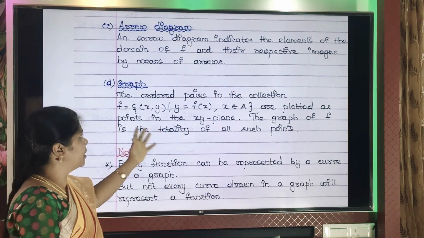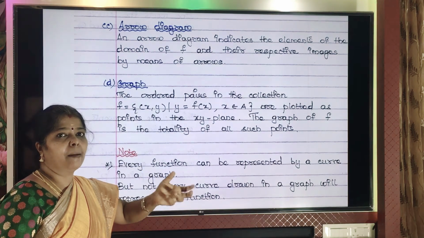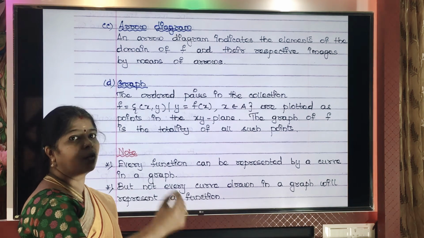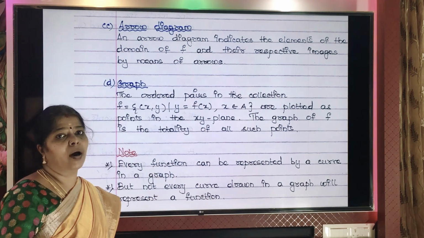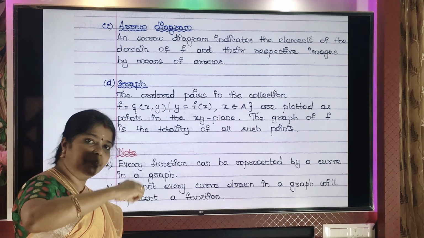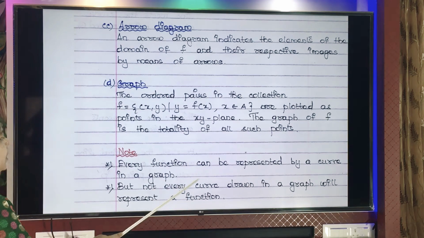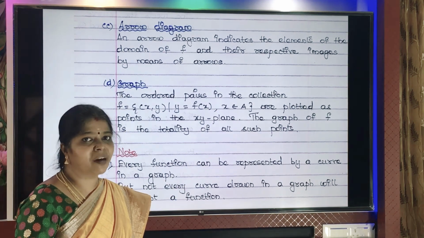And the fourth form of representation is graph. You will have the ordered pairs, right? So with the numbers given in the ordered pairs, you will plot those points in the graph having x-axis and y-axis. After plotting the points, when you join those points, you will get a curve. So that is the graphical way of representing a function.